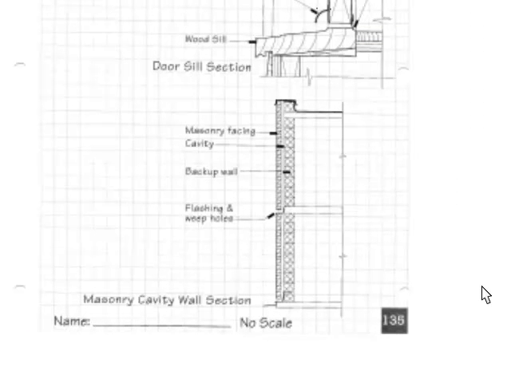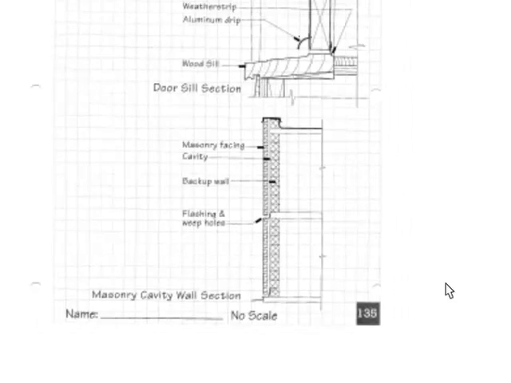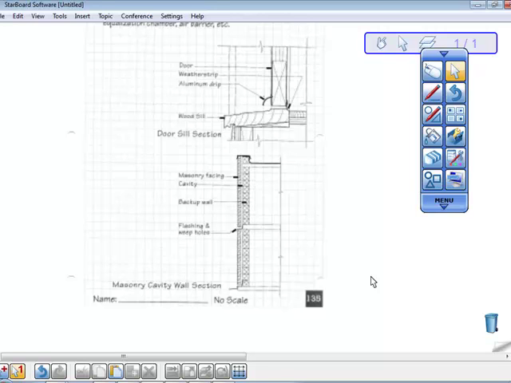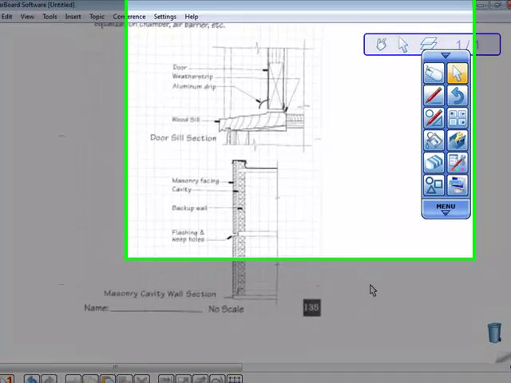Okay, so for this masonry cavity wall section, what's the primary thing keeping the rain out? What element? You've got a masonry, you've got a cavity, you've got a pressure backup wall, you've got flashing and weep holes, but what's the first thing keeping that rain out? What's the rain going to hit first? Masonry. So your masonry is your rain screen.